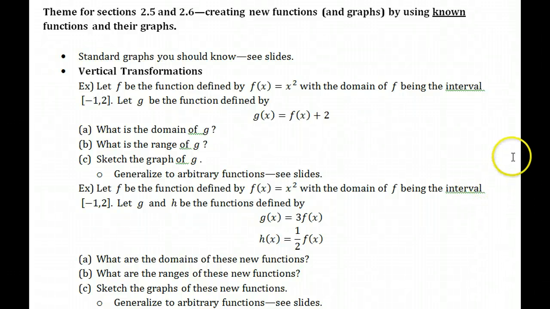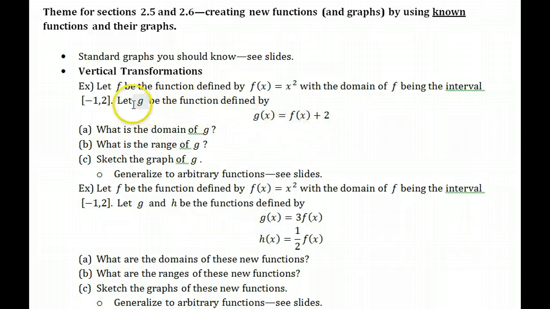In this first video, I'm going to talk about vertical transformations of the graph of a function. Okay, so we're going to look at section 2.5 from Blitzer. The idea is take a function, do something to it, and see how that affects the graph. Create a new function by essentially modifying the formula, and then how does that change the graph?